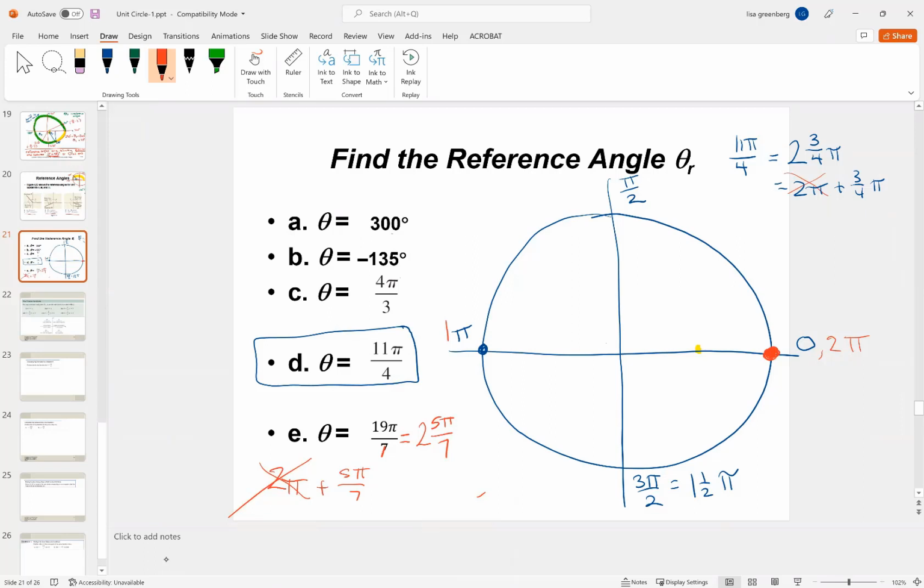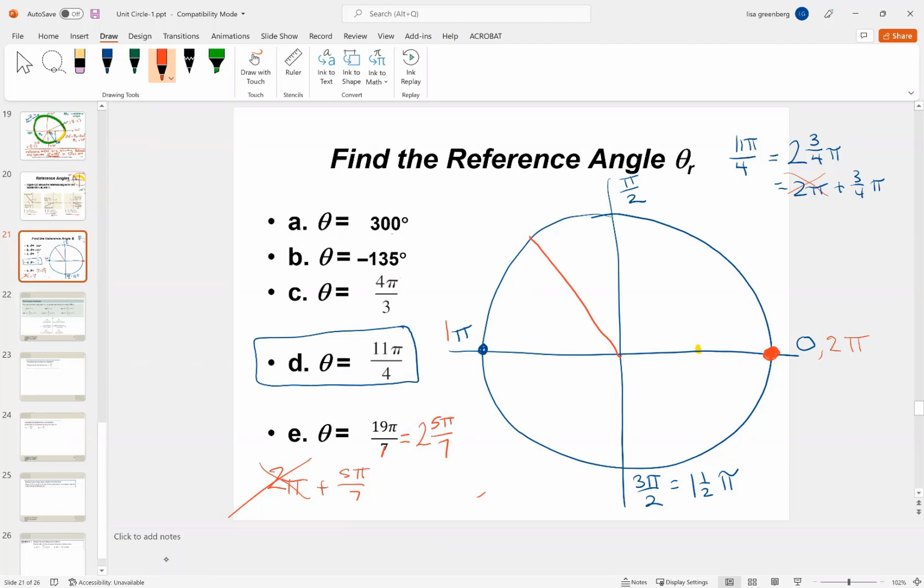And I want to know where 5 pi over 7 is. First thing I think is, is it in the top part of the circle or the bottom part of the circle? Is it more than pi or less than pi? It's the top part, and it's less than pi. It's less than pi, so it's got to be in the top half of the circle. And then is 5/7 more than 1/2 or less than 1/2? It's more than 1/2, which means I've got to be in quadrant 2, right?